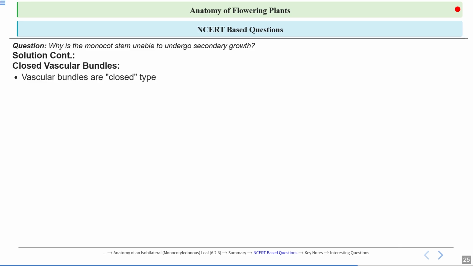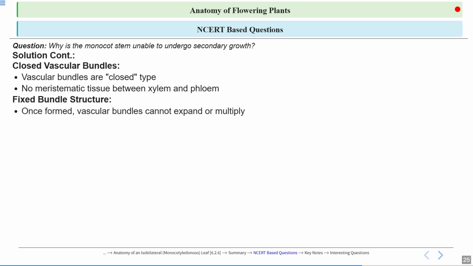Closed vascular bundle. The vascular bundles are of closed type. It means there is no meristematic tissue between the xylem and phloem. Fixed bundle structure. Once formed, a vascular bundle cannot expand or multiply. They will not multiply here because the vascular bundle is fixed. There is no provision of adding new conducting tissue, because new conducting tissue means new xylem and phloem. That will not form here. Totally absent.